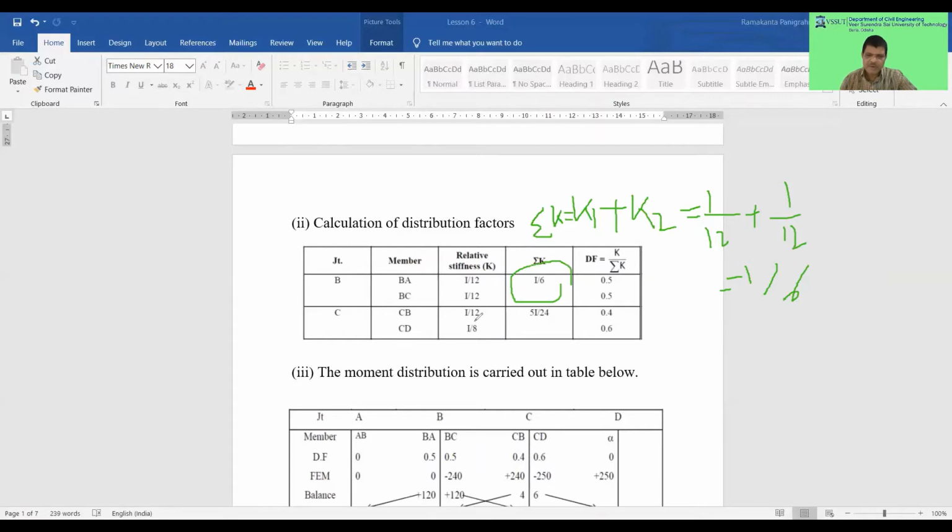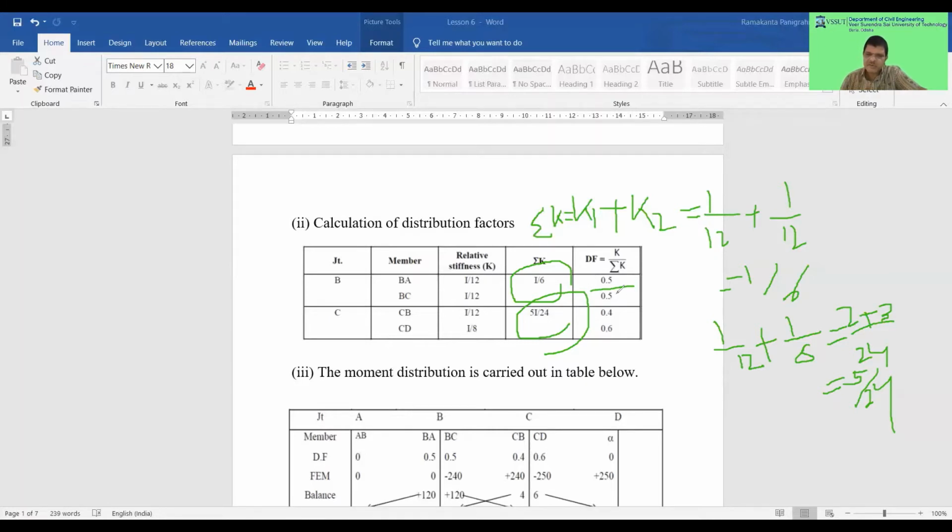But if you come here, 1 by 12 plus 1 by 8. Adding both, the common denominator is 24, so this is 2 plus 3, giving 5 by 24. So the value comes to 5 by 24. Now, what is the distribution factor? K by sigma K. Dividing 1 by 12 by 1 by 6 comes out to be 0.5.